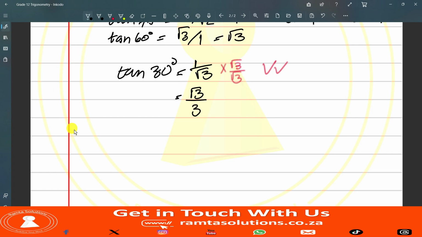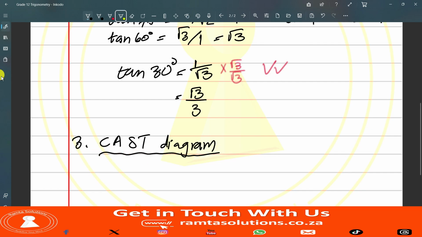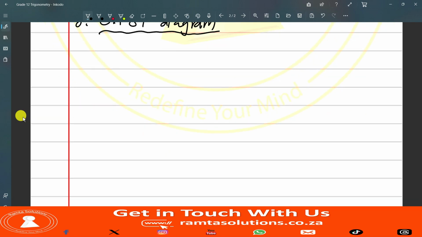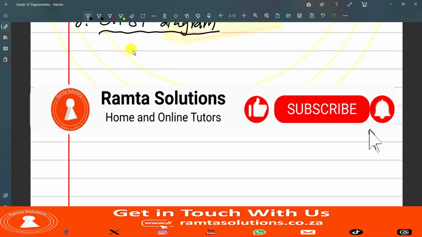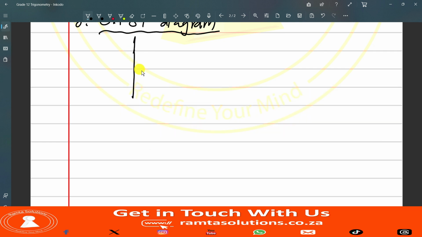Let's then head to the cast diagram. You've wondered why you have a cast diagram, right? Though it is not yet the time to talk about trig functions, since you're in grade 12, I guess it won't kill to just draw simple trig graphs. So let's say 90, 180 degrees, 270 degrees, and then 360 degrees. Let's say this is 1, this is -1.